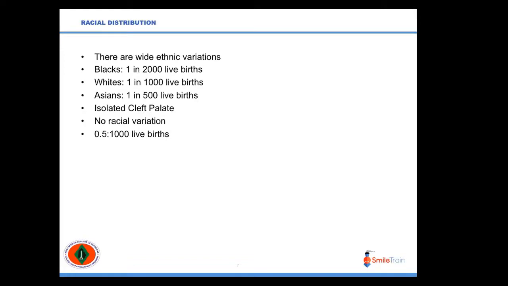There are wide ethnic variations because of the etiology of this, both the gene and environmental interactions. The least is in the blacks that have the prevalence of 1 in 2,000 live births. Next is the Caucasians, which is the white, that has 1 in 1,000 live births. And the highest incidence is in Asians with 1 in 500 live births. But we know that isolated cleft palate has no racial variation, and it has the prevalence of 0.5 in 1,000 live births.